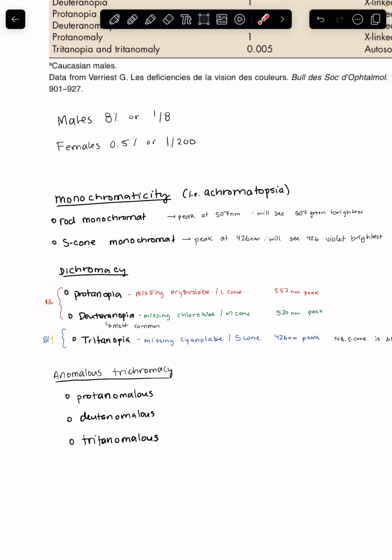A little bit different is you can be a trichromat. A person with normal color vision is a trichromat, right? They have 3 different color cones. But if you have an anomalous trichromat, you can be protanomalous, meaning you're not missing all your L cones, but you're just missing some of the L cones. And then you could be missing some of the M cones. We call that deuteranomalous. And I can't even say any of these words. And then tritanomalous would be missing some of the S cones.